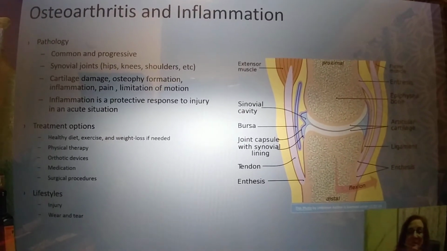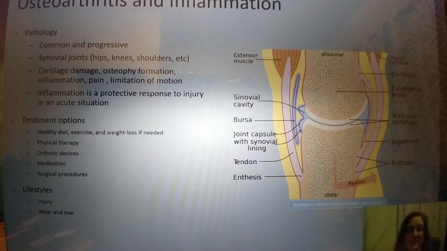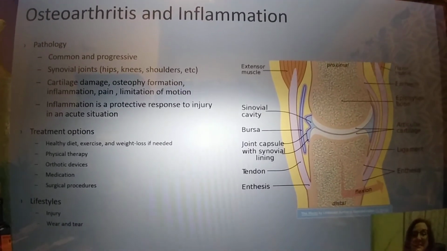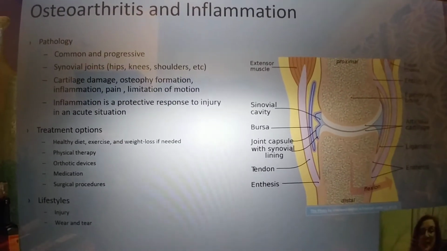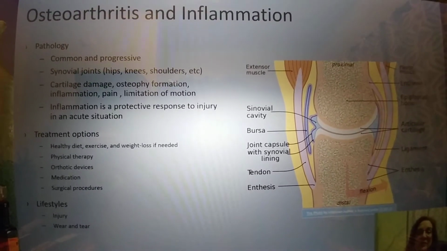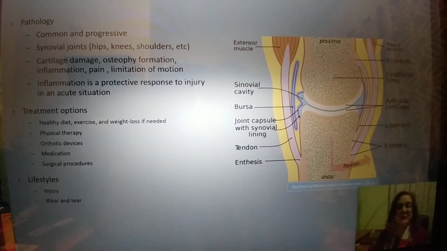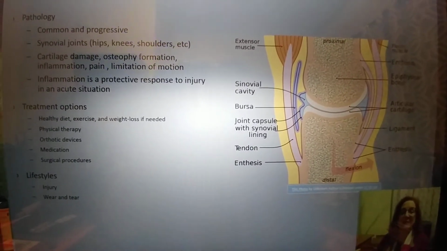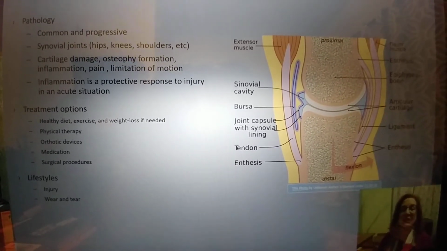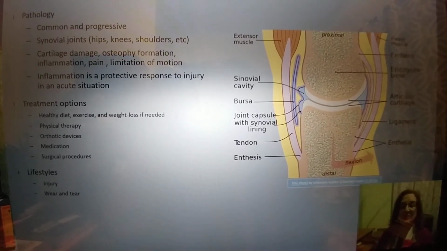Osteoarthritis and inflammation. Osteoarthritis is a common and progressive disease that primarily affects synovial joints, and more likely the ones that are weight-bearing. Synovial joints have an area between the bones which consists of synovial fluid that lubricates the ends of the bones. And there's cartilage around that smooths and cushions the bones as they hinge with each other.